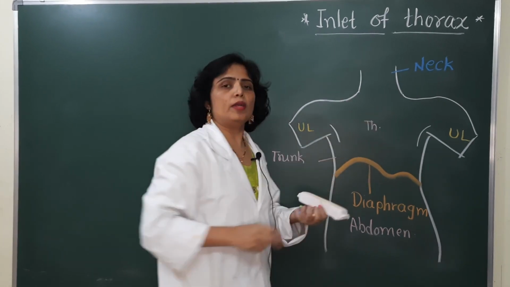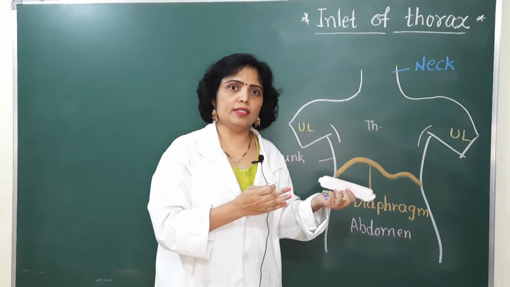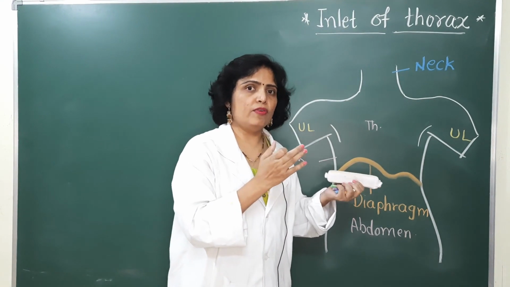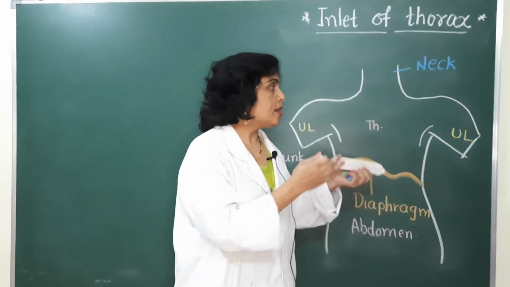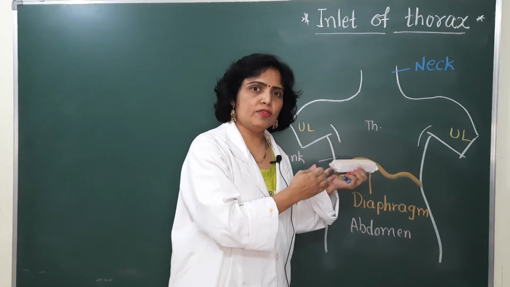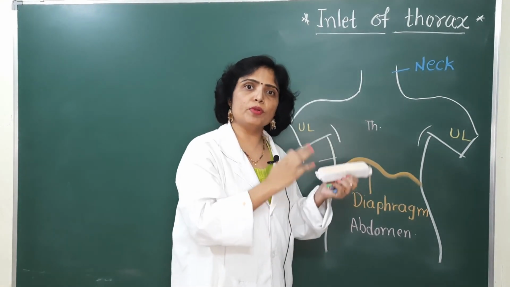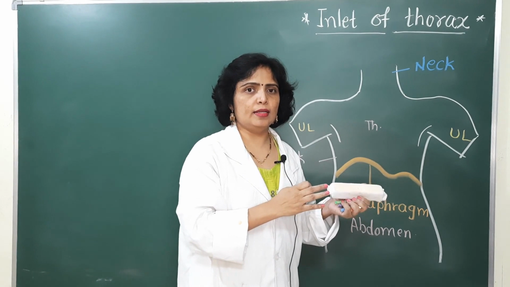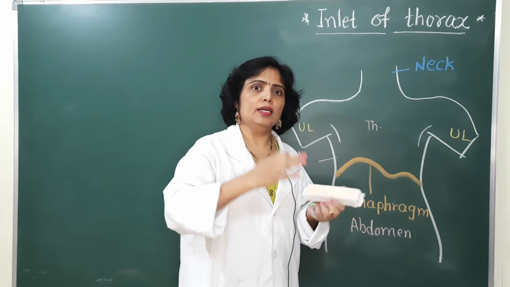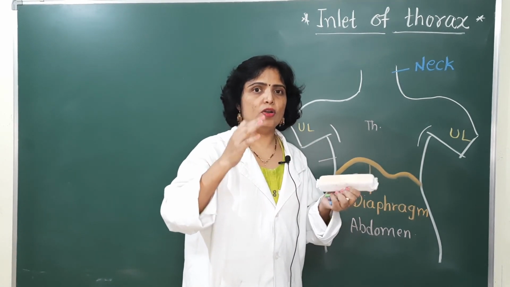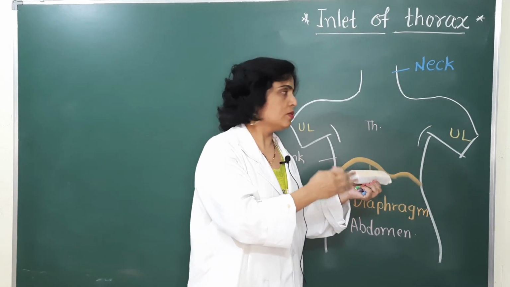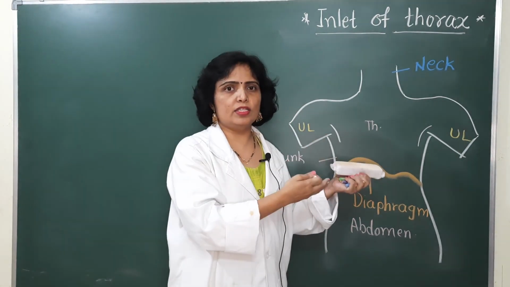Now in thorax you get vital organs, that is pair of lungs and heart. They are protected by the skeleton of thorax formed by thoracic cage. This thoracic cage not only protects the heart and lungs, but it also allows the change in size of these two organs. So how is this thoracic cage formed?